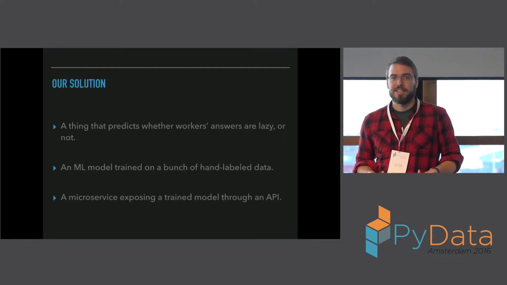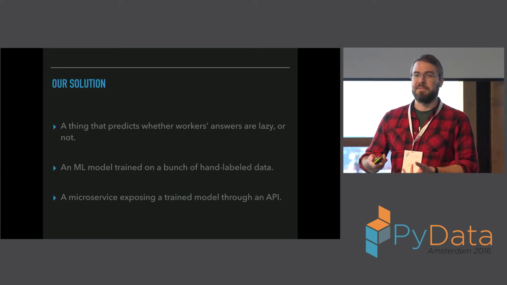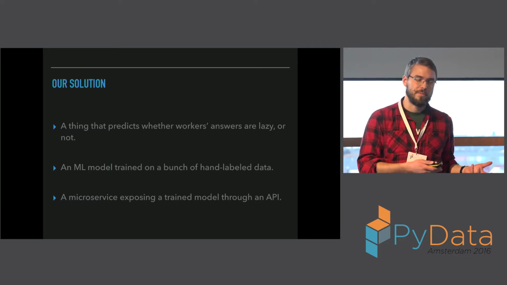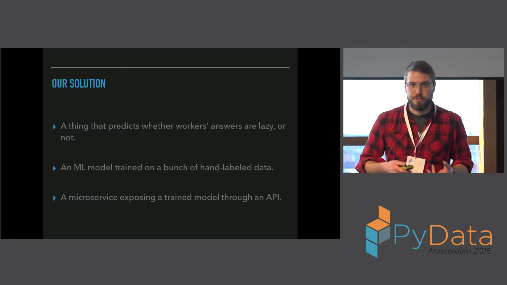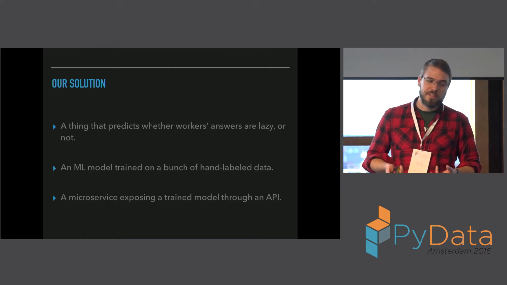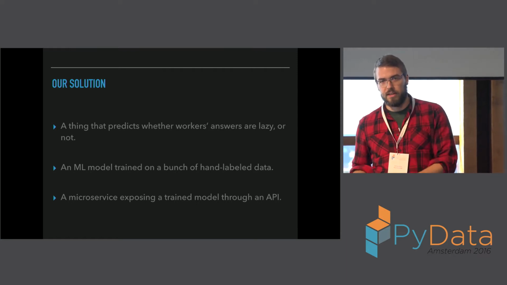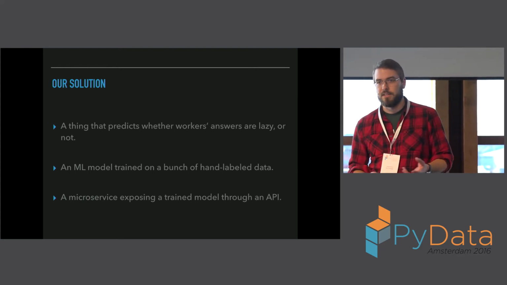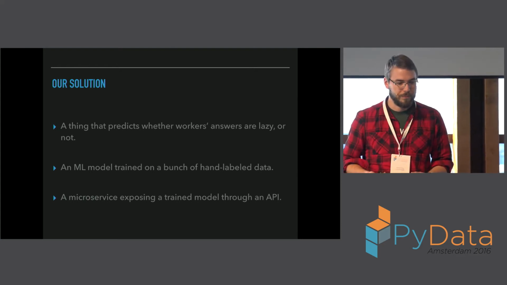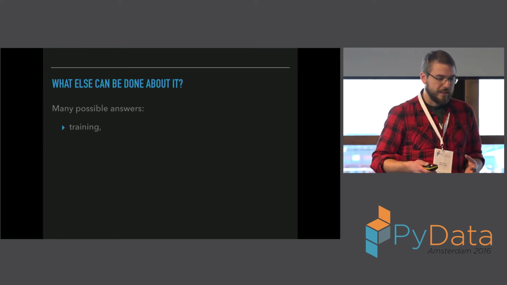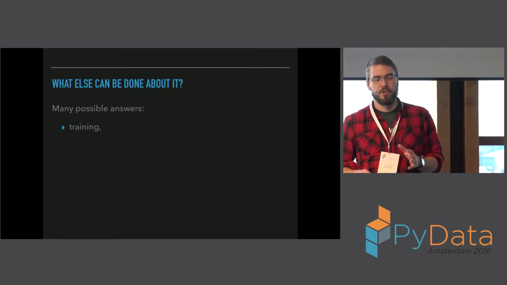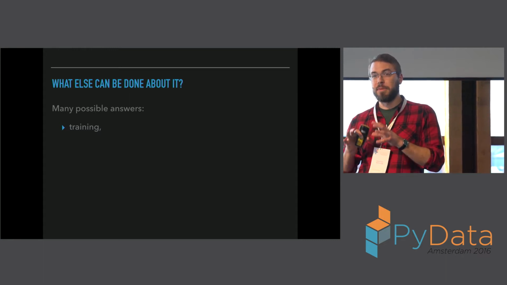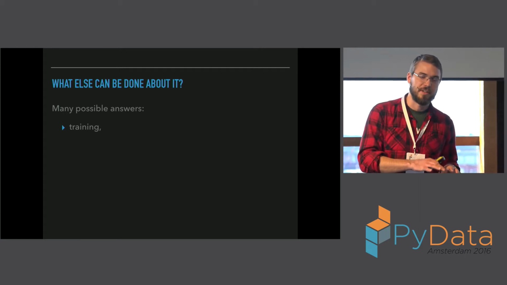The way we deal with that is by having this thing that predicts whether the tester's input represents an honest job or not. It's also a trained machine learning model that does the prediction based on hand-labeled data. Another perspective of looking at this thing is a microservice that exposes the model through an API. And this is just one way of dealing with this problem. It's honestly probably not the best one, and we do other things as well.